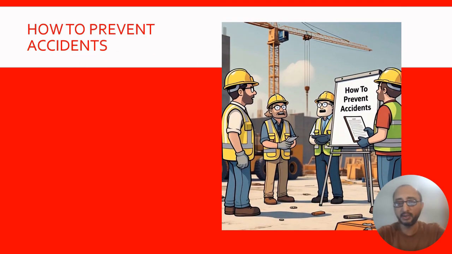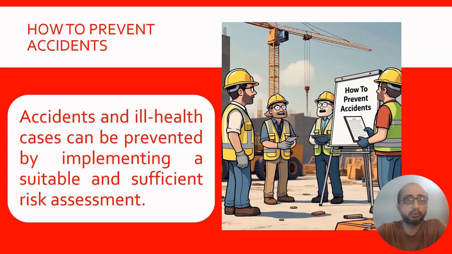Next topic, how to prevent accidents. You can test your knowledge here, stop the video, think of the answer, and then restart. So let's see, how to prevent? Obviously, accidents and ill health can be prevented by implementing suitable and sufficient risk assessment. If we implement suitable risk assessment, obviously we can prevent incidents and accidents.